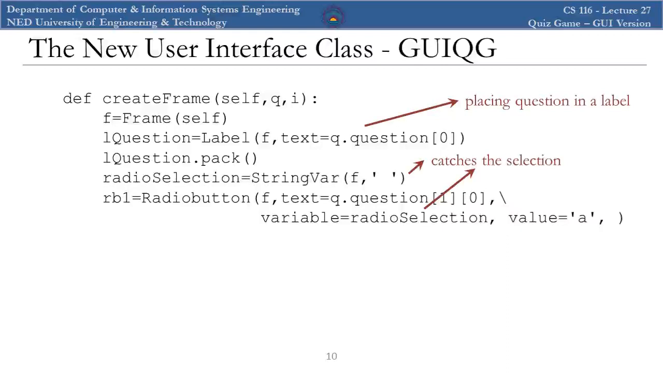And this radio selection is common for all the radio buttons. So that means whichever radio button you select, its value will be transferred to radio selection. So let's create another button.